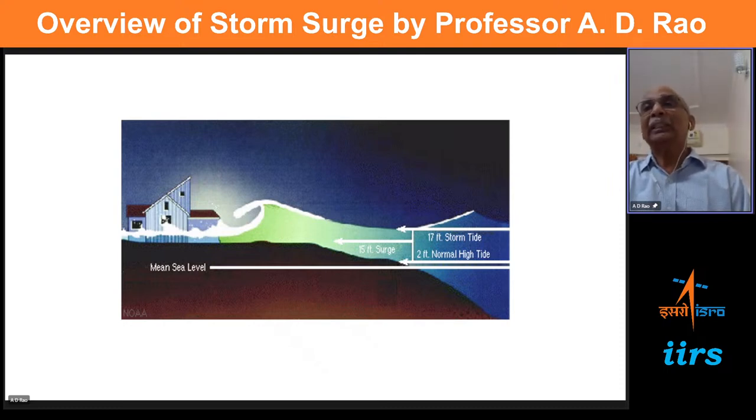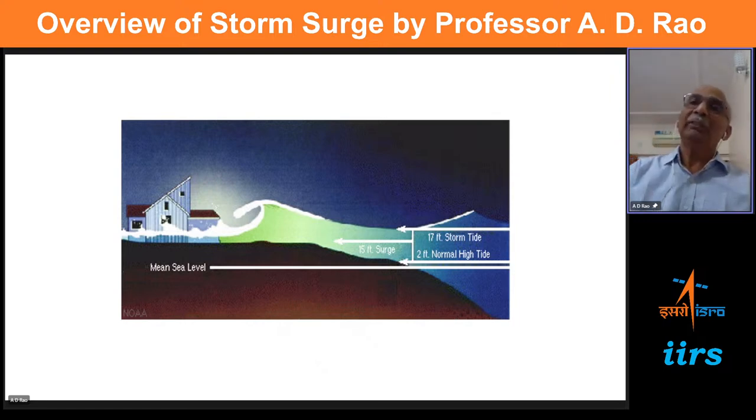Suppose a cyclone crosses at the time of high tide, that means you have to add the tide also to the total water elevation. Suppose in this figure, for example, a 15 feet surge is generated by a cyclone, and already there is a 2 feet high tide, then the total water level is about 17 feet storm tide. Storm surge plus tide is called storm tide. That's my notation here. If I say storm tide, that means tide is also taken into account.